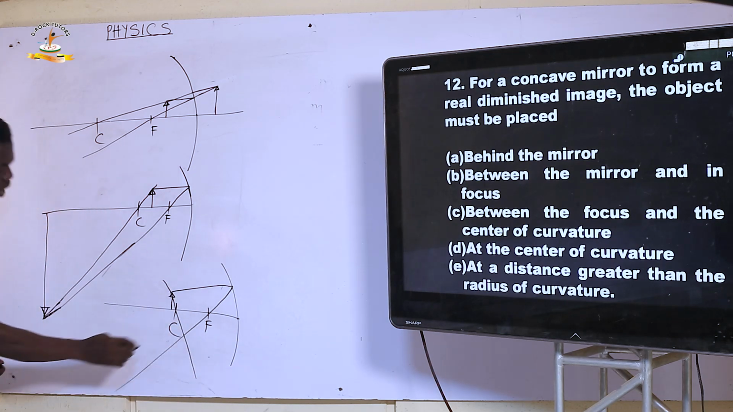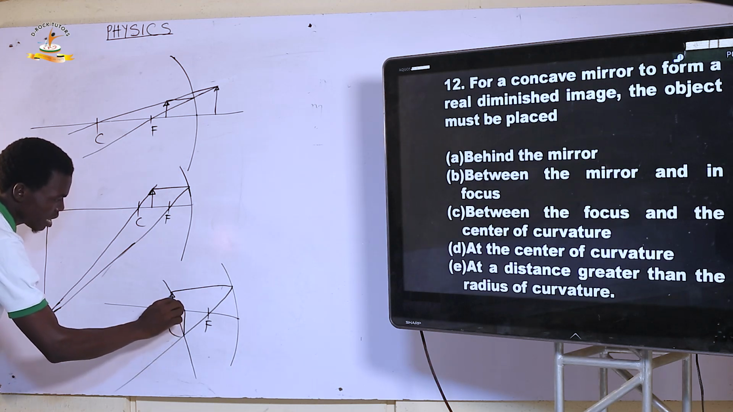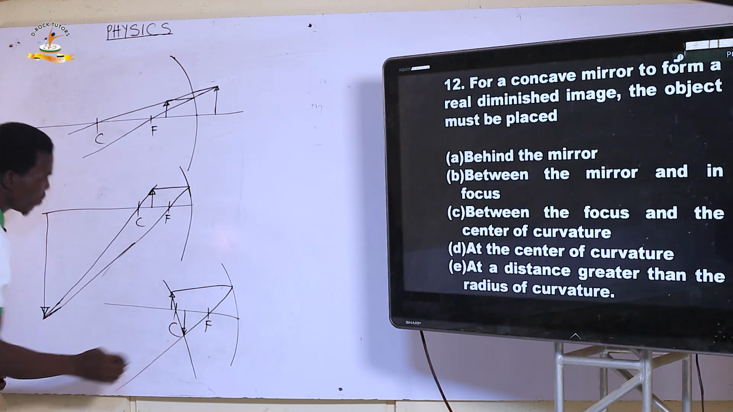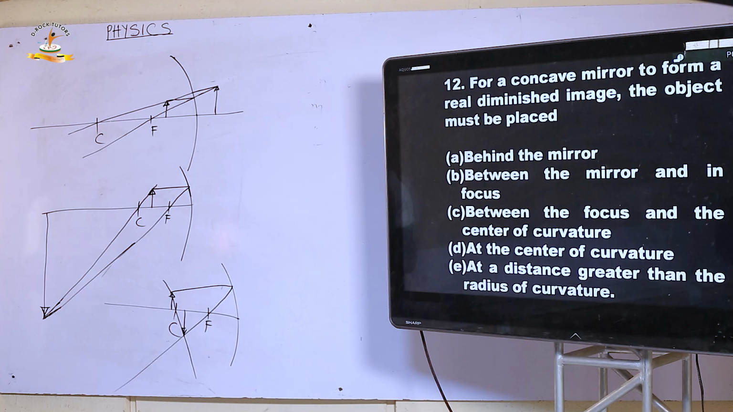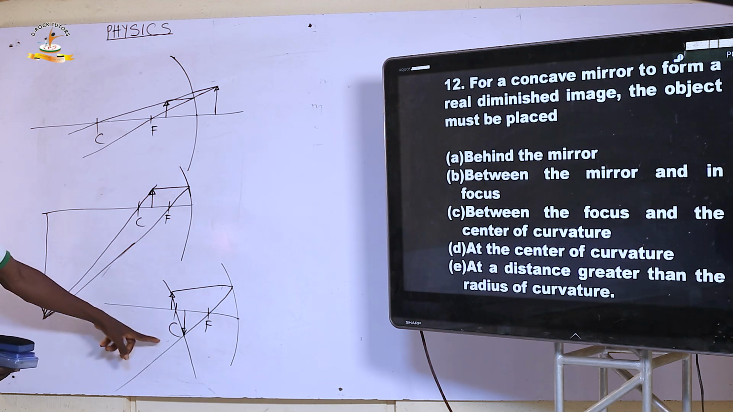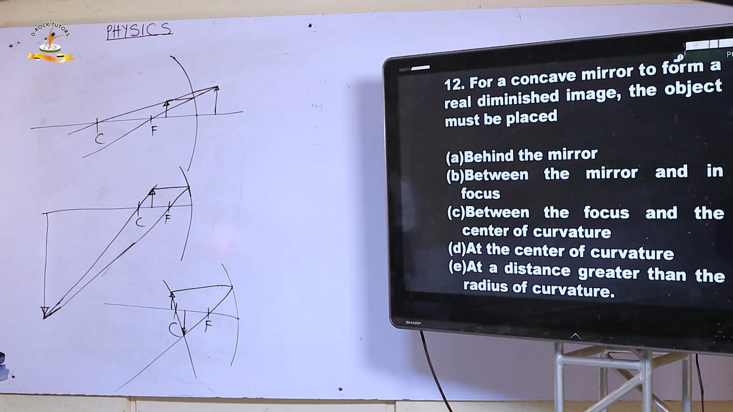And what do you see happening here? It is inverted. However, it is not really going to be diminished. So for a concave mirror to form a real and diminished image, you can see this is inverted, so we're going to forget that one. This one is inverted also, we're going to forget that one.